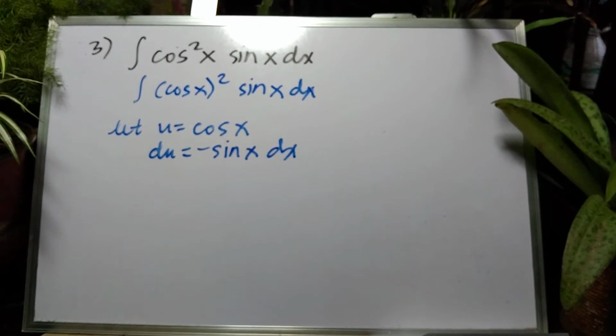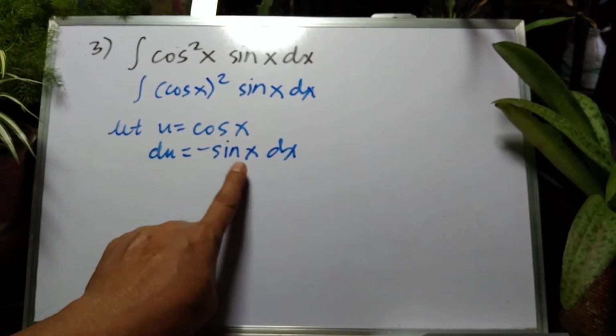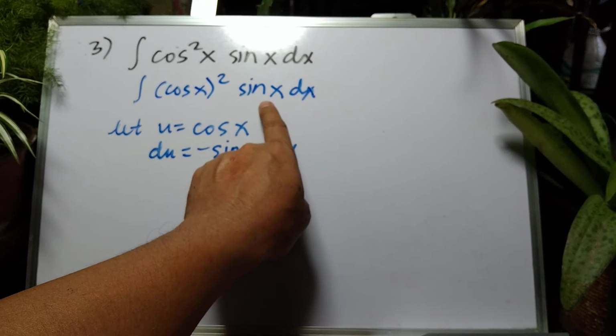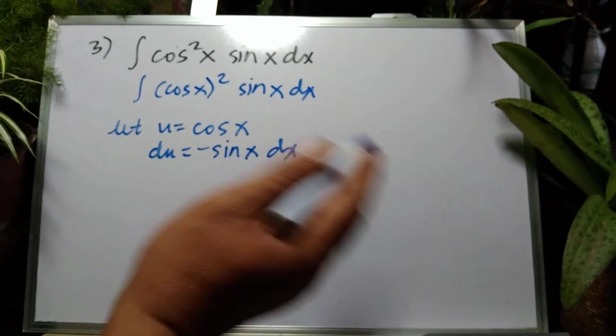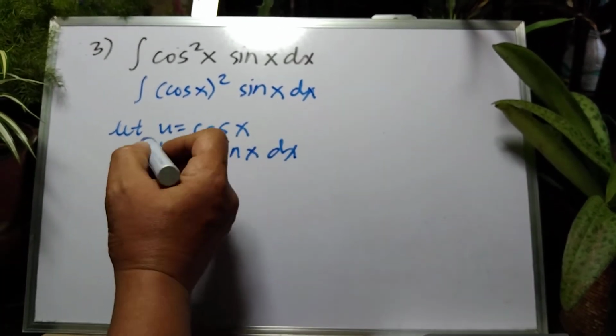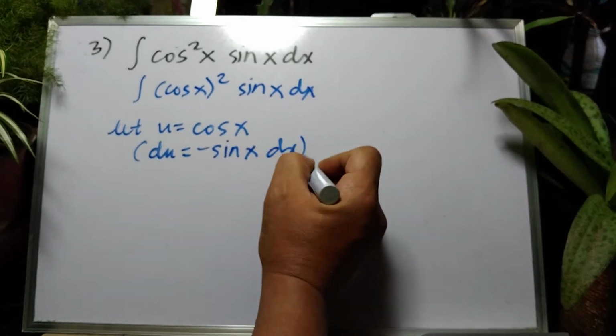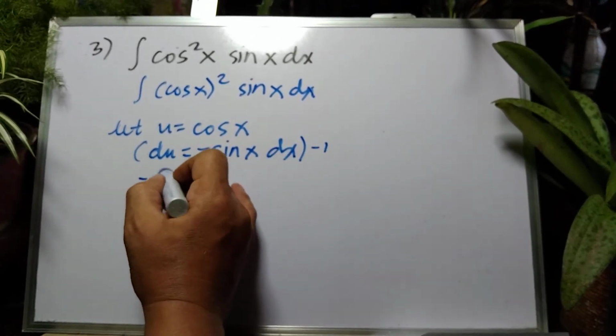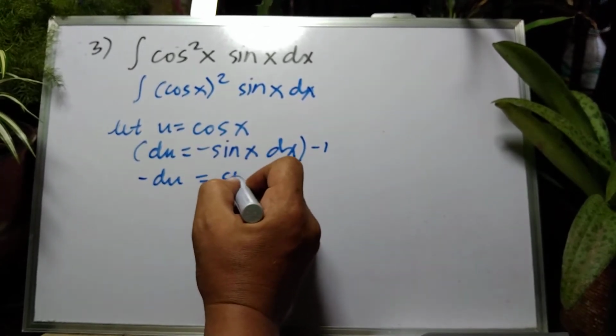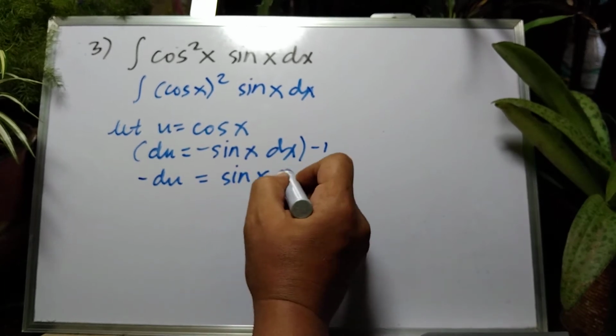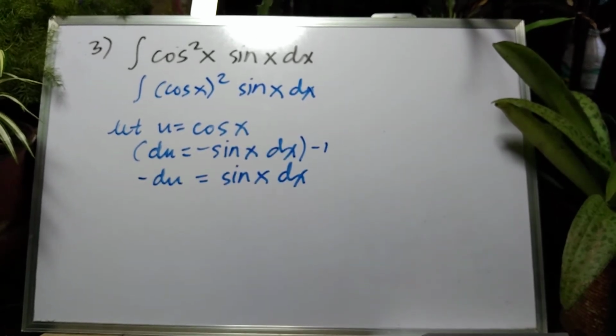Okay. So, negative man siya, sine x dx, but sa atong given kay positive sine x lang siya. So, we just simply multiply both sides by negative 1. So, you have negative du is equal to sine x d of x. So, what's next? Okay, we go back to the original, no?